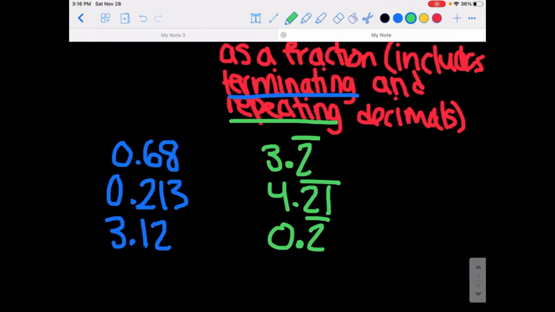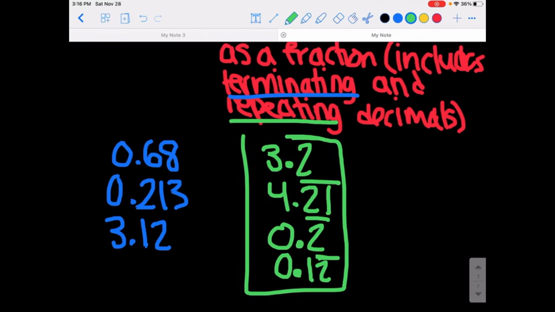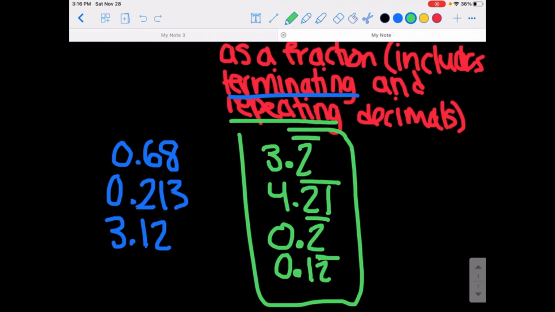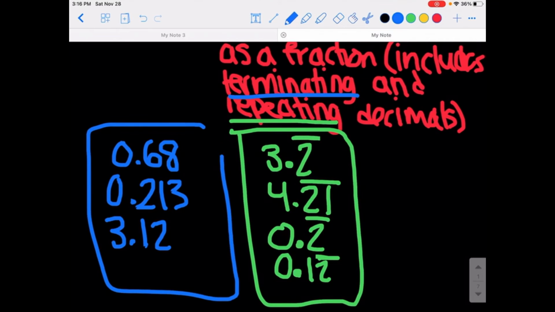Another example could be 0.2 with a line on top, which means the 2 keeps on going on and on forever. And also 0.12 with a line on top of the 2 is also a repeating decimal, because that 2 would keep on going on and on forever. So these are repeating decimals, and these other ones are terminating, decimals that end.